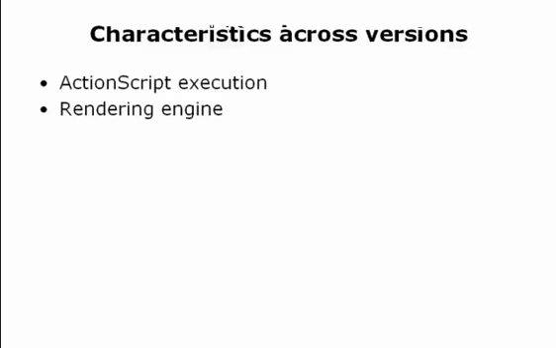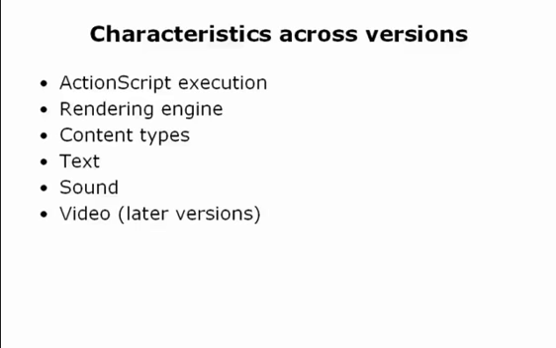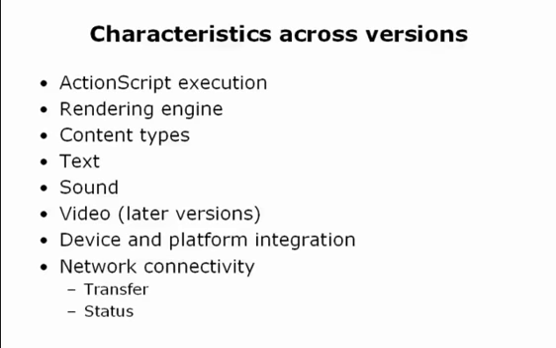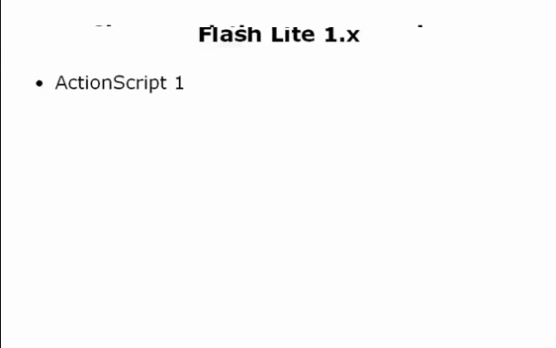All versions of the Flash Player share these characteristics. They're capable of executing ActionScript, they have a very rich rendering engine, and they support a number of different content types. They have support for text, sound, video in the later versions, 2 and up, and they also have integration with the device and the platform, including network connectivity that lets them transfer data and get the status of the network and device.